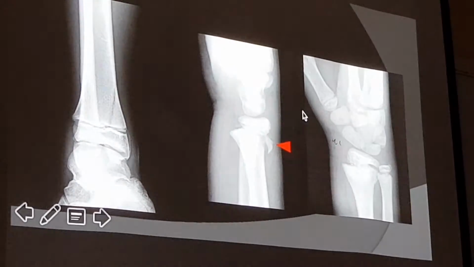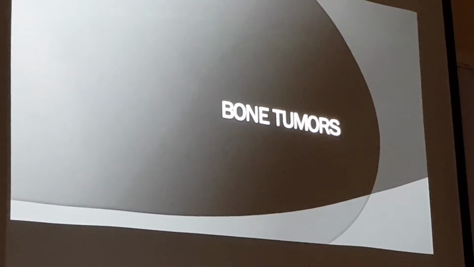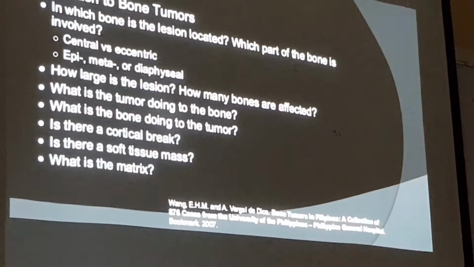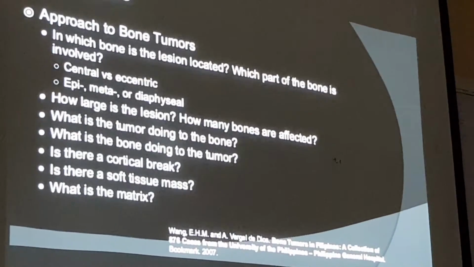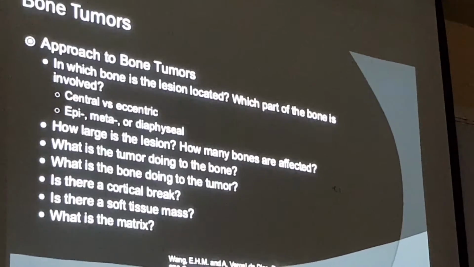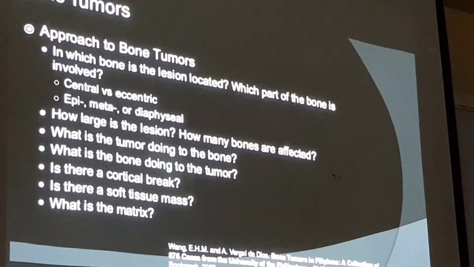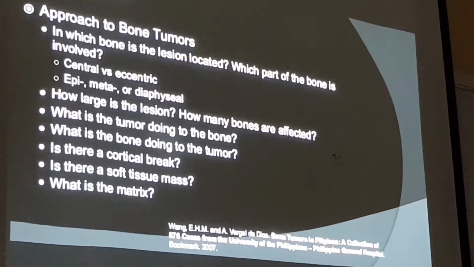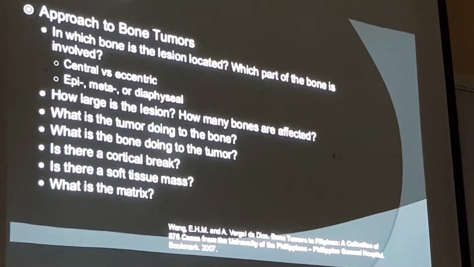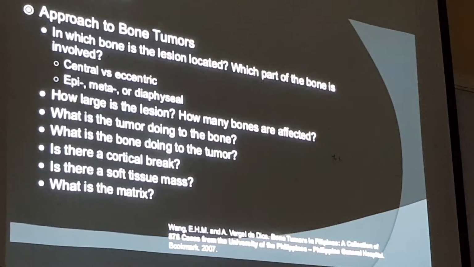Okay, so that's it for fractures. Now we're going to talk about bone tumors. In bone tumors, especially at your level, I don't expect you to be able to say whether that's an osteosarcoma. I don't expect you to give me the histological diagnosis of your tumor based on the X-ray. When you are more experienced as a radiologist, you can. But in general, you don't have to. It's better if you can, but you don't have to.